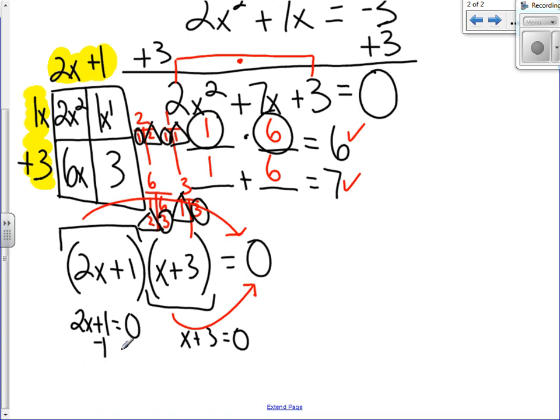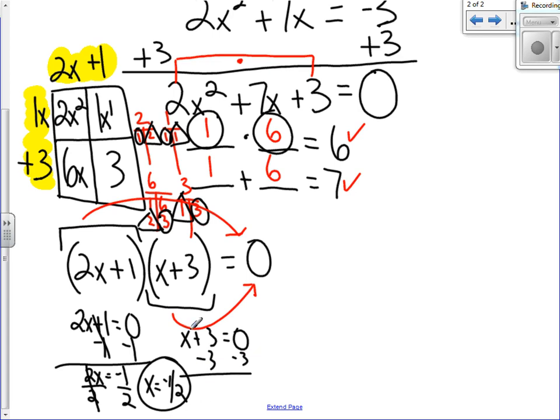The first solution we're going to get is -1/2 because we're going to subtract 1 from both sides and then divide both sides by 2. The second solution we get is -3 by subtracting 3 from both sides. It's marvelous, is it not? X equals -1/2, x equals -3. Those are the two solutions to our original equation. This first one that we were given, the solutions to it are x equals -1/2, x equals -3.